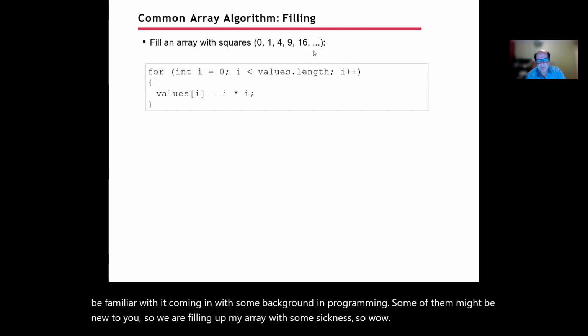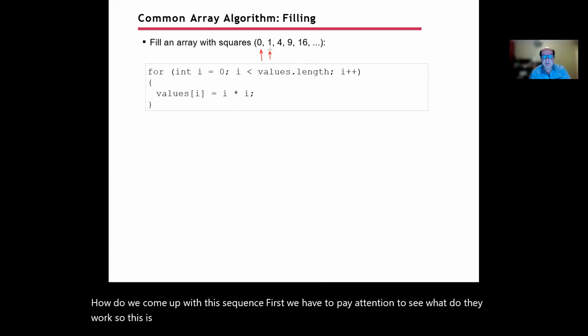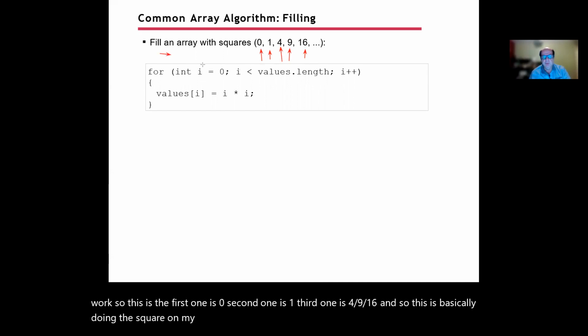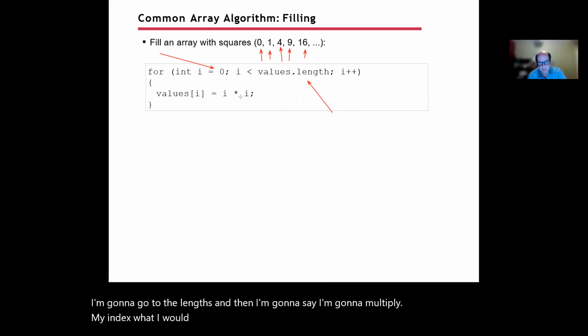How do we come up with this sequence? First, we have to pay attention to see how they work. The first one is 0, second one is 1, third one is 4, 9, 16, and so on. So this is basically the square of my index. I'm going to have a loop starting with 0, going up to the length, and I multiply my index by itself. That's going to make the square for me, and then I put it back here. So that's one thing that we can do.